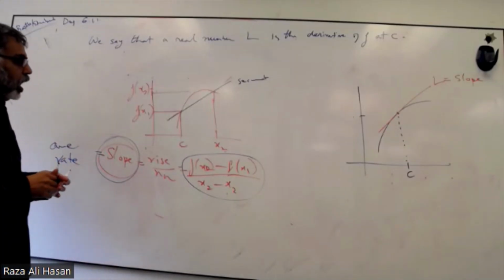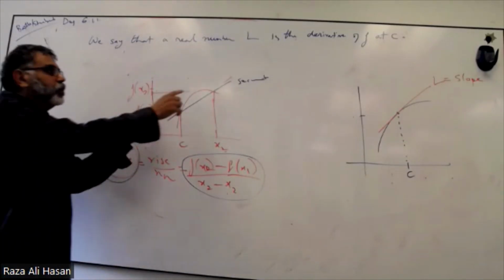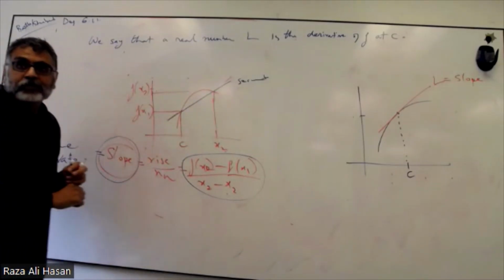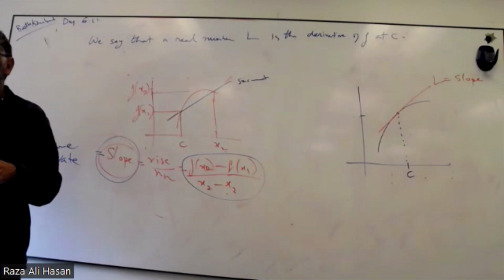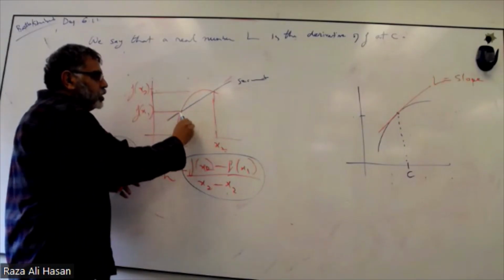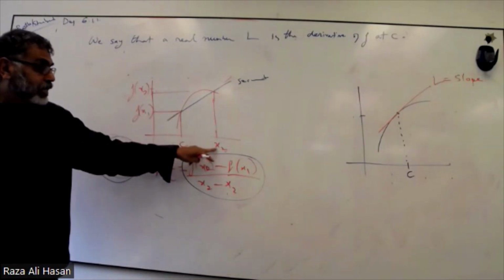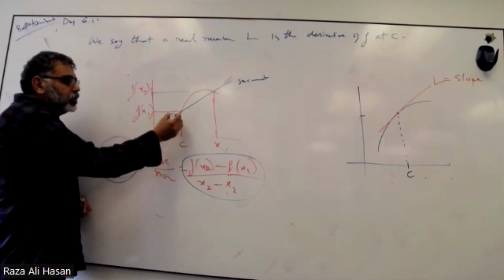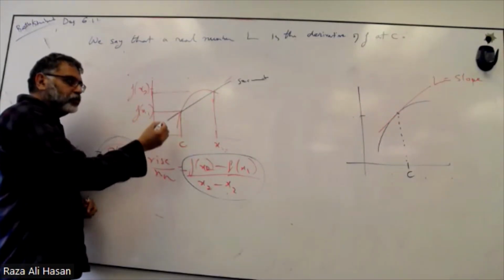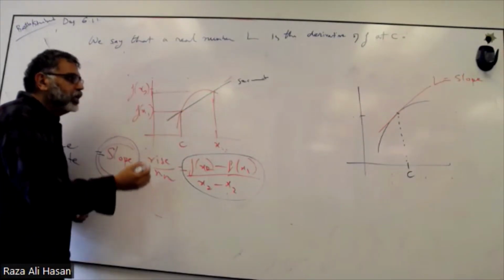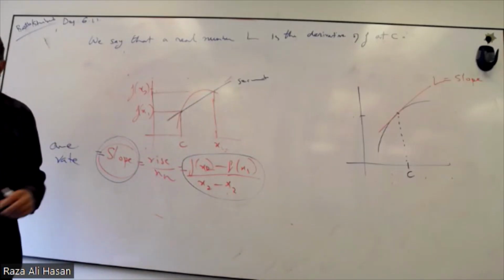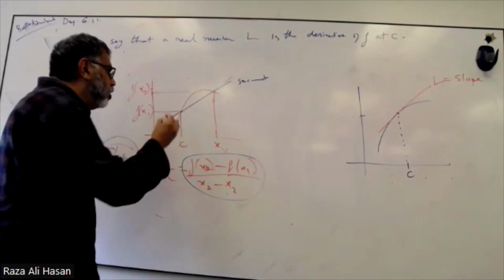So how do I make this better? This is an approximation of the rate of change happening at this point. So how do I make this a better approximation? I get this point closer to this. We get a better approximation of the slope, the rate of change at this point, if we look at nearby second points for the secant line. So it's the same idea.